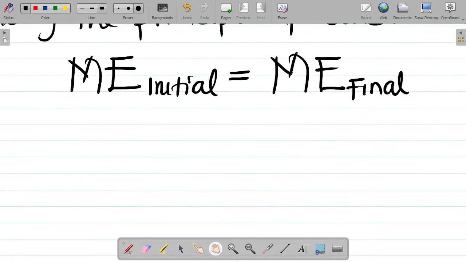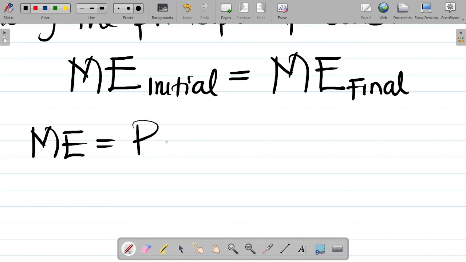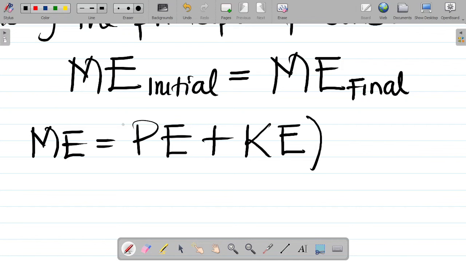Again, when we talk about mechanical energy, the concept of mechanical energy is the sum of two types of energies. The first one is potential energy, I'll call this PE. Potential energy plus kinetic energy. PE means potential energy, you could write this in full so you can remember. KE means kinetic energy.